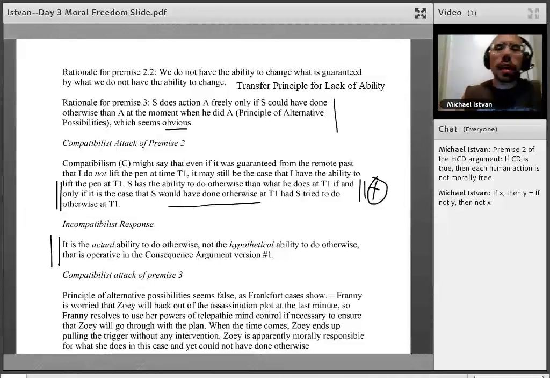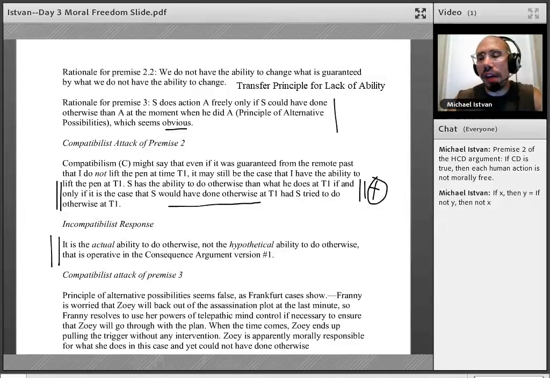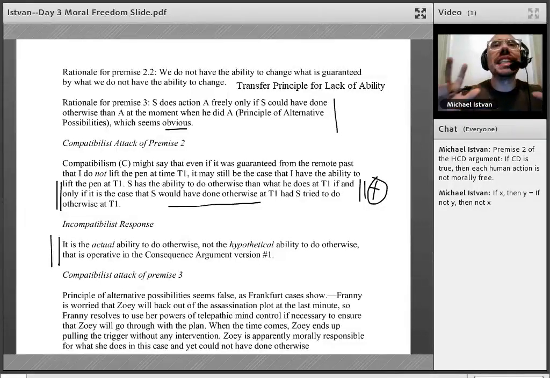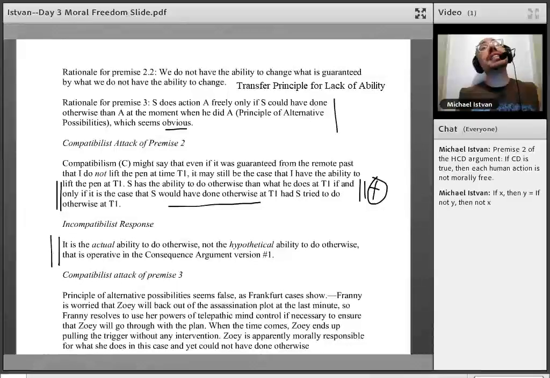That's maybe a nice way to put it, instead of actual and factual, because that might just push the debate off one step in a way. The compatibilist could say, well, as a human, he's the sort of creature that can lift the pen or not lift the pen, so he does have the actual and factual ability to do otherwise. So maybe that language is not the best. Maybe it's best to say, all things considered, does he have the ability to do otherwise? And no, he does not.